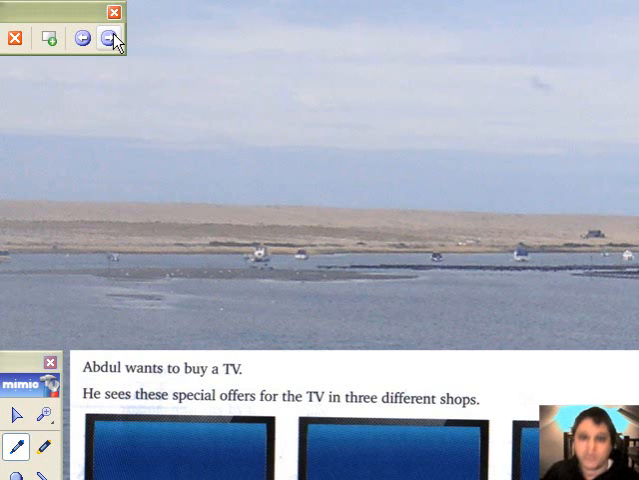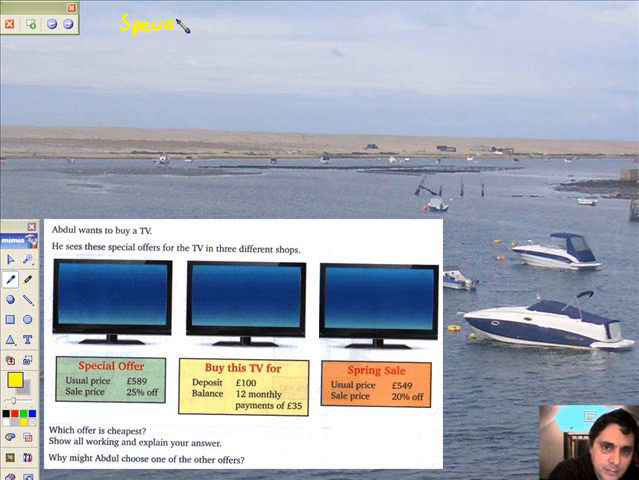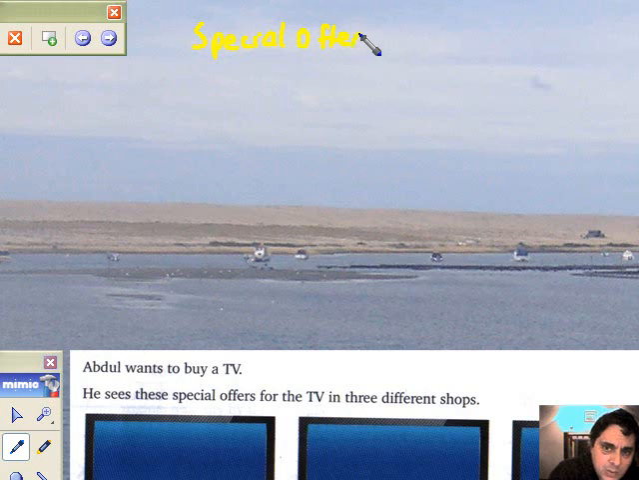Which offer is cheapest? Well, we don't know until we work them all out. So we're trying to do it as compact as possible. So this is the special offer deal. I'm going to try and get it in this page here. Right, usual price is £589, and we're going to go 25% off. Okay, let's take this money.